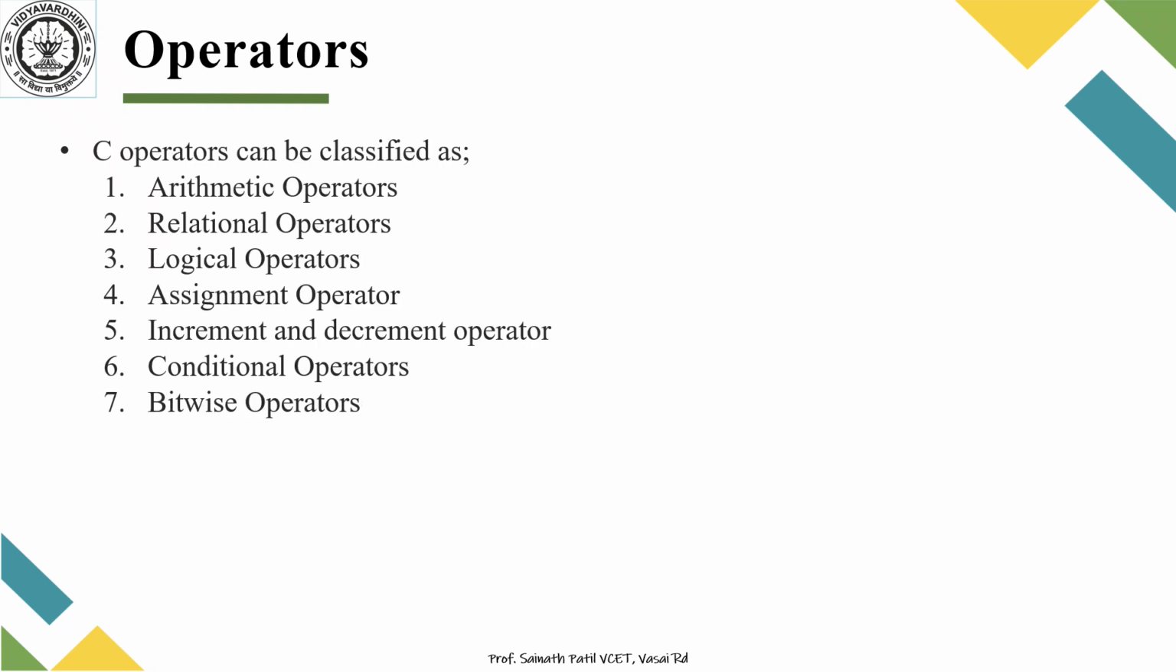In C programming, operators can be classified as arithmetic operators, relational operators, logical operators, assignment operator, increment and decrement operator, conditional operators, and bitwise operators. We will see them one by one in detail.